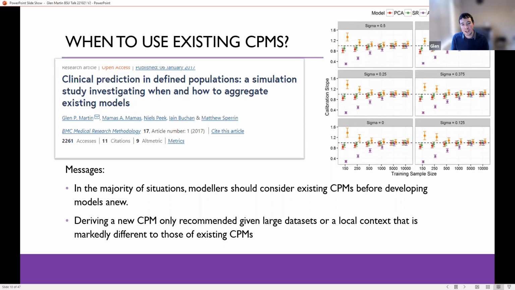And so what we found is that in the majority of situations, analysts developing prediction models should utilize those existing prediction models. There wasn't any penalty of doing so. It was particularly advantageous to do so when the data set that you have available to develop your model is particularly small. You can see that in each of the panels, there's this sort of funneling effect for increasing sample size, where the de novo modeling from scratch converges to being a suitable calibration slope.